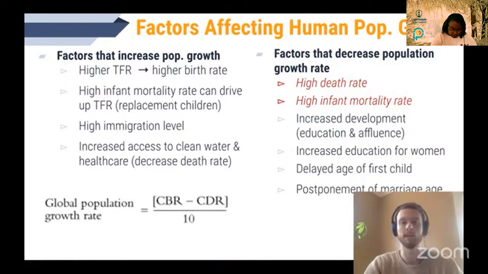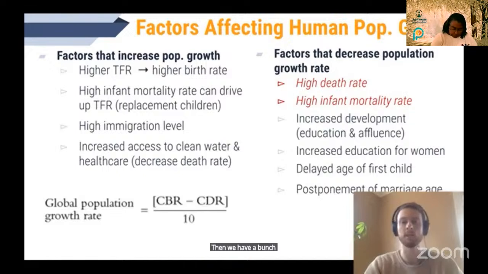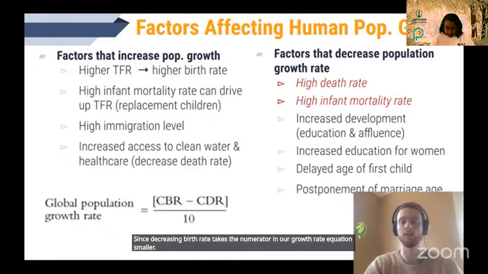Factors that decrease the growth rate are death rate and infant mortality rate. So countries that are really underdeveloped often don't get started growing until their death rate and infant mortality rates start to decline to some degree. Then we have a bunch of factors that all decrease birth rate. Since decreasing birth rate makes the numerator in our growth rate equation smaller, all of these factors will decrease growth.